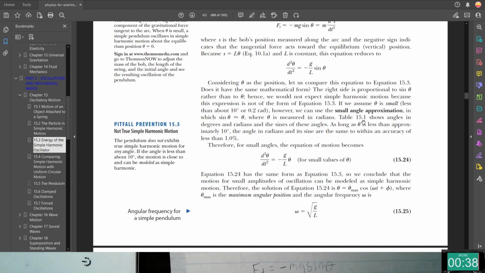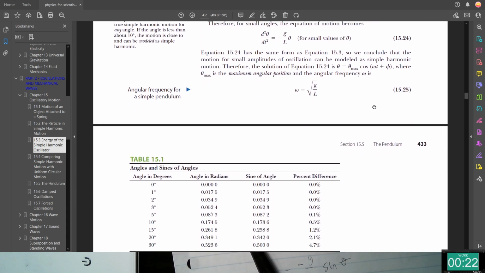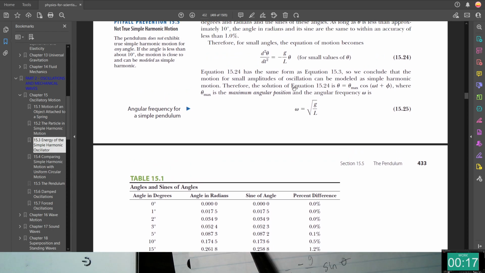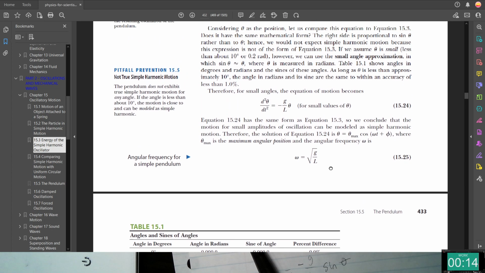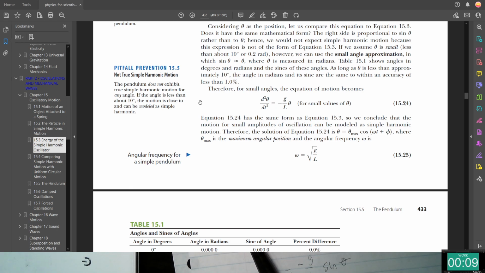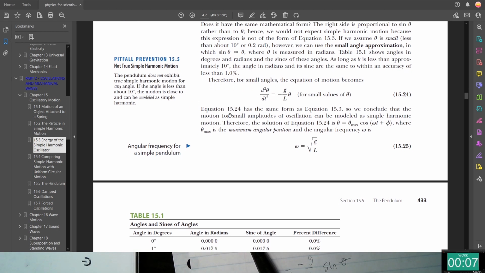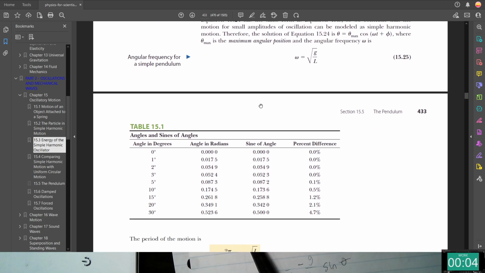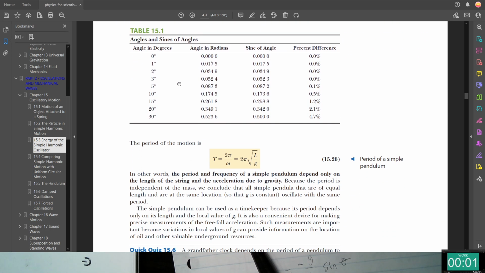Okay, that was a nice drink of water. And now we can do our omega equals g over l, which is basically the same as k over m. But anyway. Accuracy of less than 1%. Include the motion, so those in degrees.